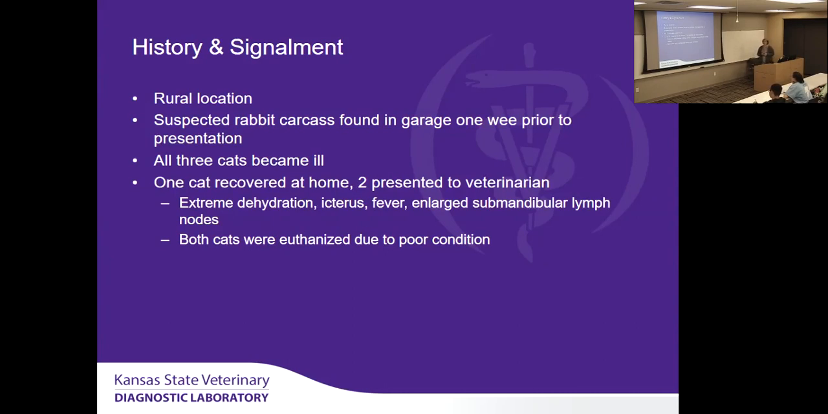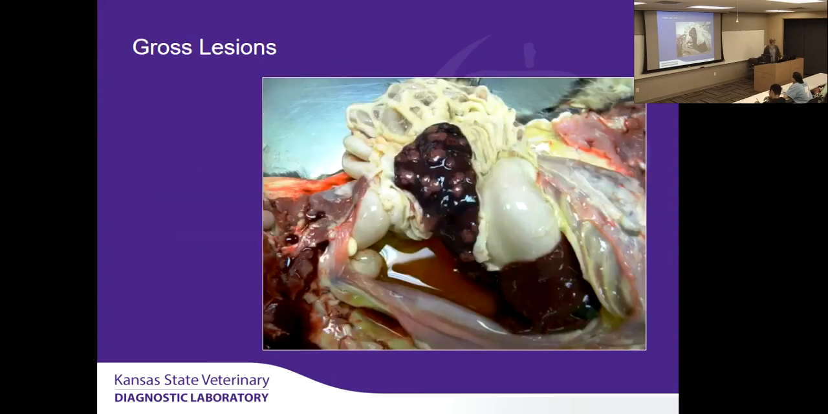Both cats were euthanized at that time because of their really poor condition, and the fact that they were outside cats, didn't have a good vaccination history, that type of thing. So gross lesions, so this is what we saw when we opened up. We got one of the cats. This is what we saw when we opened this cat. So the head is up here, the tail is back here. This is what we call omental fat, or fat in the abdomen around the intestines, and this is the spleen.